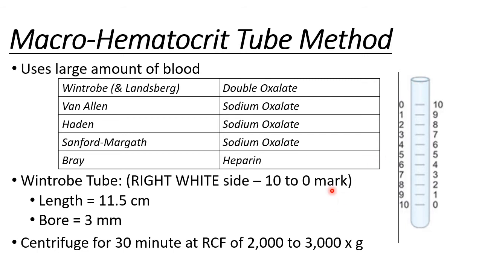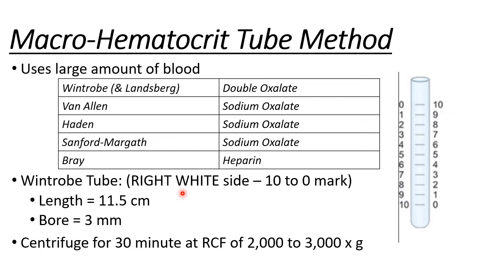What is the anticoagulant of choice for this technique? Any anticoagulant which contains oxalate. For this matter, Winthrop tube uses double oxalate. Sodium oxalate naman for Van Allen, Hayden, and Sanford-Margath method. With exception of Brace method. Sa Brace method, heparin ang ginagamit.